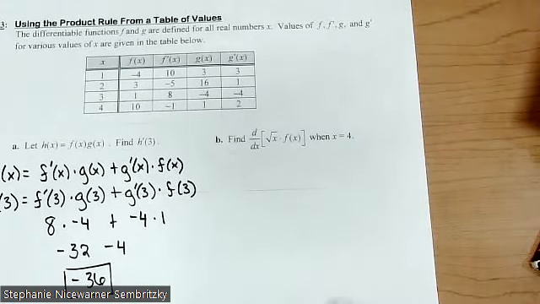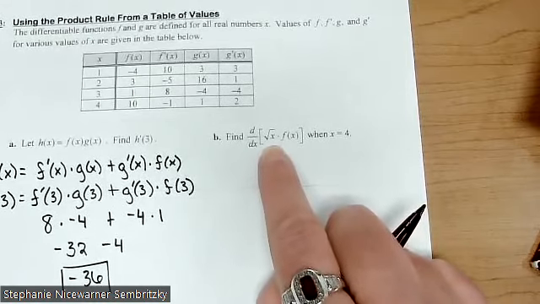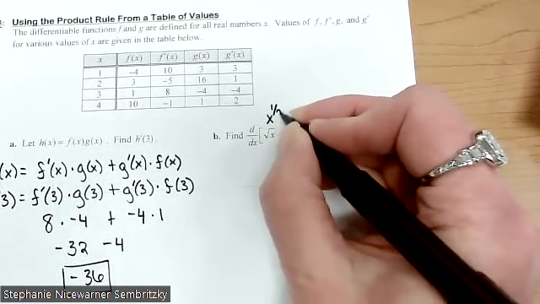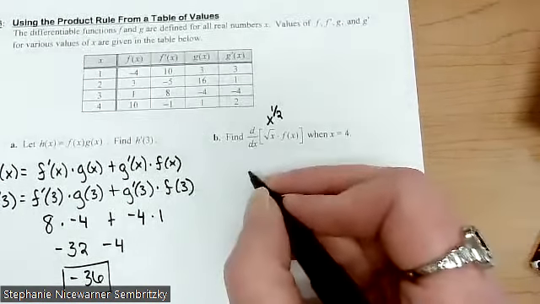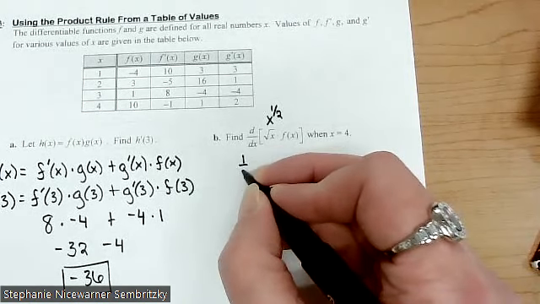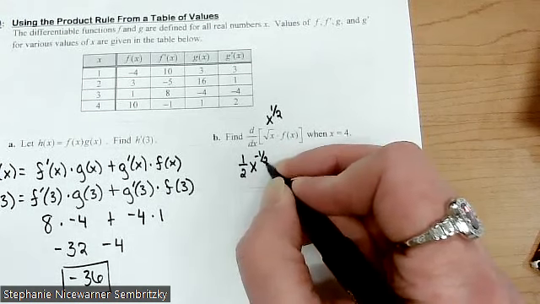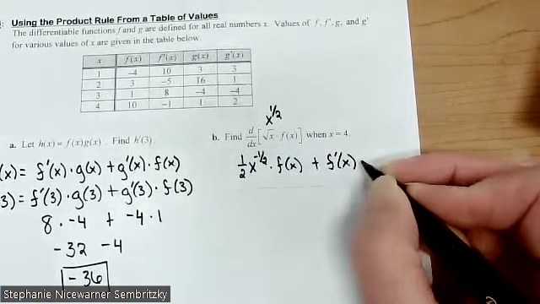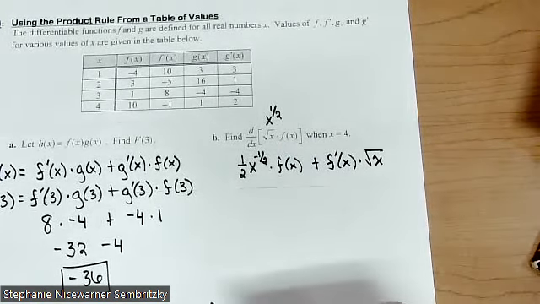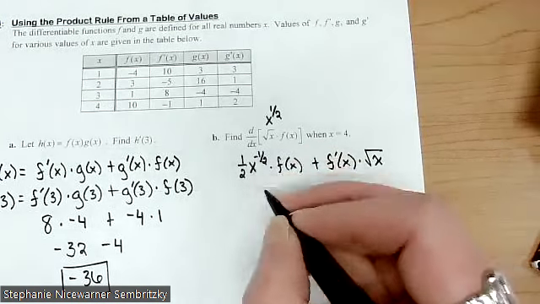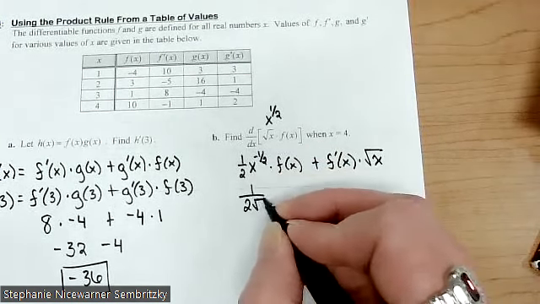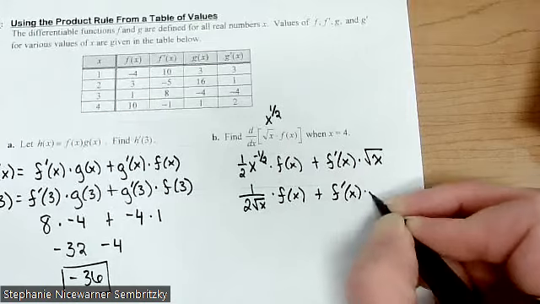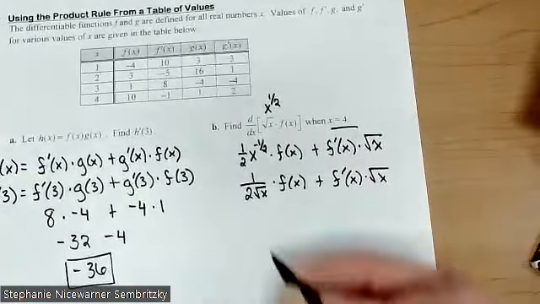Ooh, what about this one? Oh, no, they didn't give us g. They gave us a different one, a square root of x. So just a reminder, that's really x to the 1/2. So when I take the derivative of that, I'd have 1/2 x to the -1/2 times f of x plus f prime of x times the square root of x. Okay, now remind, this is really 1/2 square root of x. And we're evaluating this when x is 4.